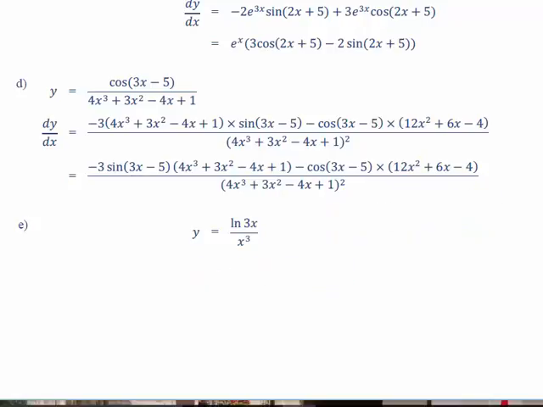So we've got x cubed times 1 over x, minus log 3x, which is u, times dv dx, which is going to be 3x squared divided by x to the 6. Now we've got x cubed and 1 over x there, so that will give us x squared. And we've got 3x squared here times the log. So I can divide top and bottom by x squared, which will give me 1 minus 3 log 3x over x to the 4.